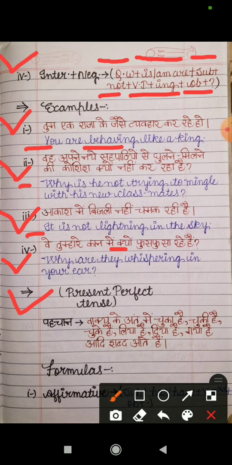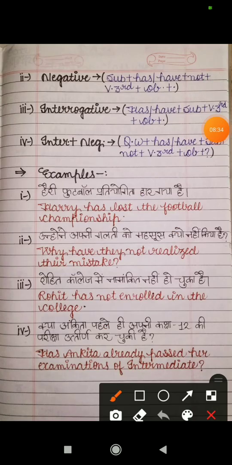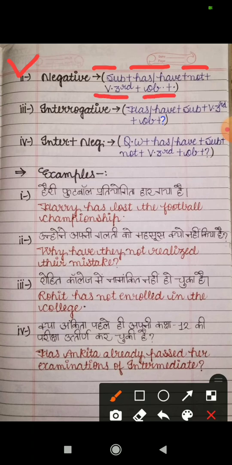Now let's see the formulas to form the sentences of present perfect tense. First formula is given of affirmative sentences. If we have to form an affirmative sentence of present perfect tense, we will use subject, then has or have according to the subject, then third form of verb, which is also called past participle, then object and then full stop. Now the next formula is of negative sentence. Subject, then has or have according to the subject, then not, then third form of verb, object and full stop.